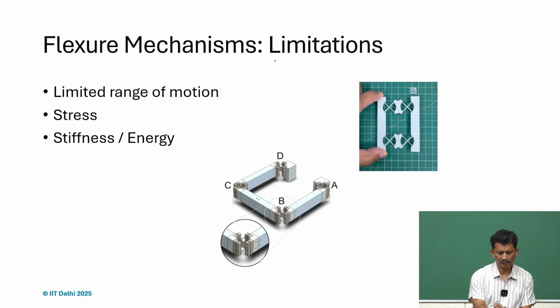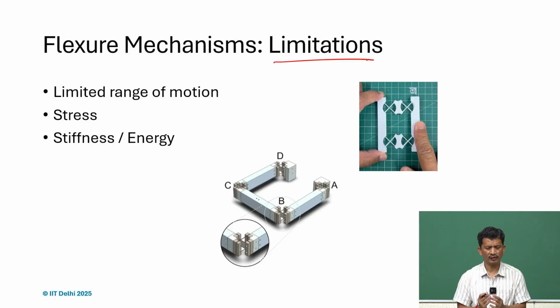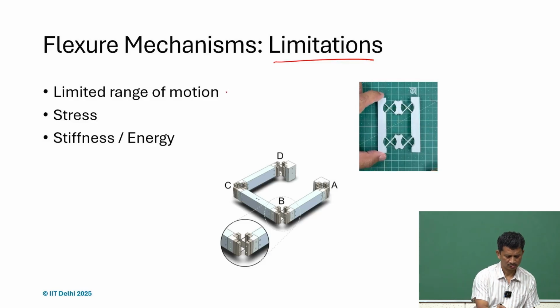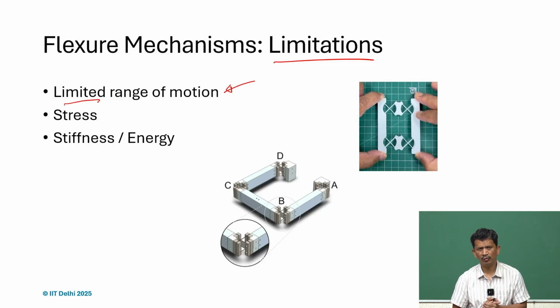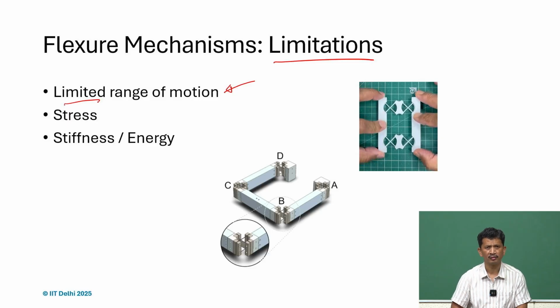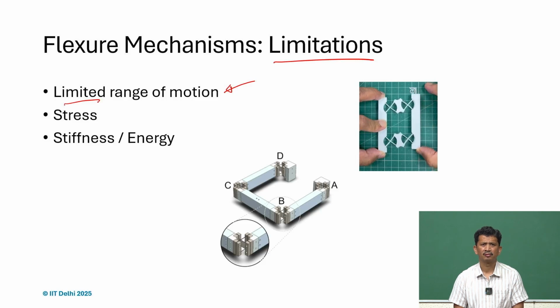If we look at the limitations, of course it's an elastic mechanism and it's a monolithic design, so the range of motion is always limited. But in most cases, we realize that we don't need a very large range of motion. The range of motion might be of the order of microns or arc seconds, or within a millimeter. So depending on the requirement, we can always have these designs in place.